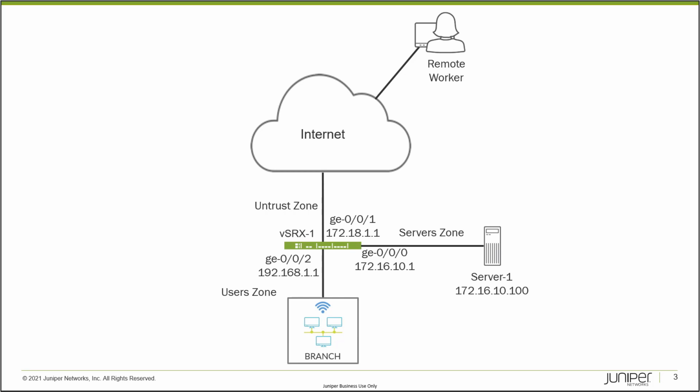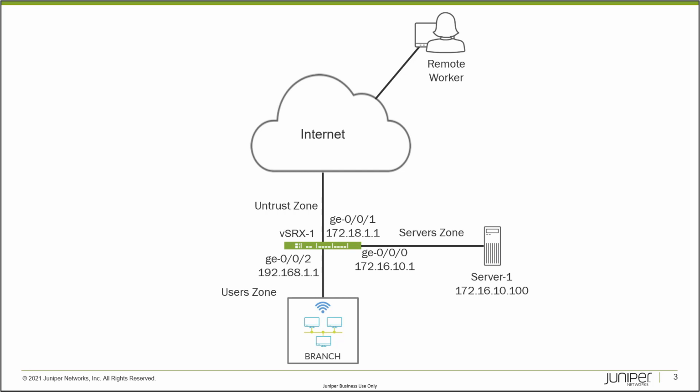First, we have VSRX1, which is acting as our gateway device. And connected to VSRX1, we have the internet, which is connected on interface ge-0/0/1, and the IP address 172.18.1.1 is associated with that interface.